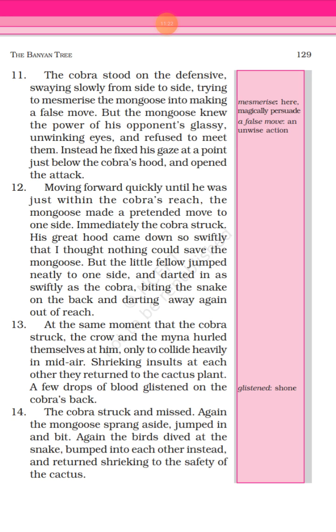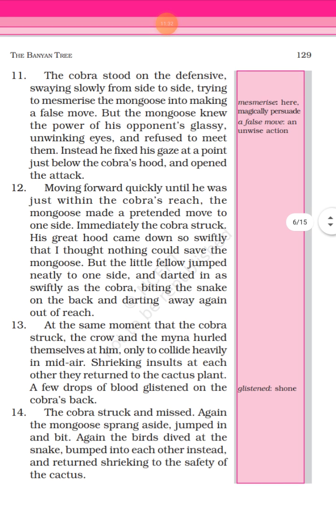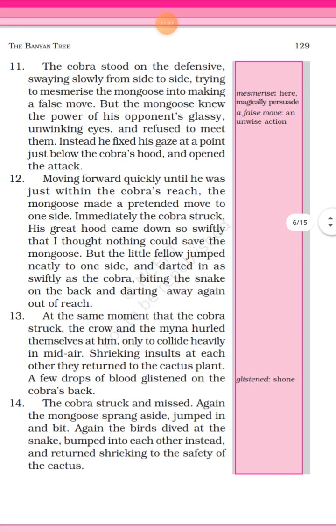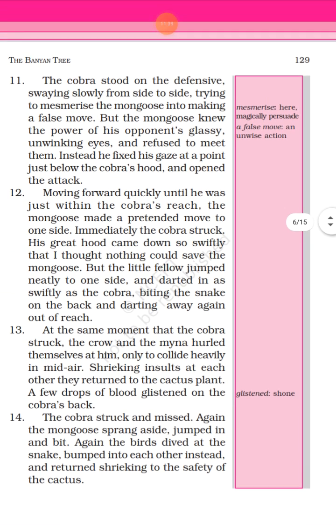Mesmerizing means magically persuading. What is magically? Not truthfully. There is no truth in that. There is a falsification in that entire activity. Okay, now let's see what happens.